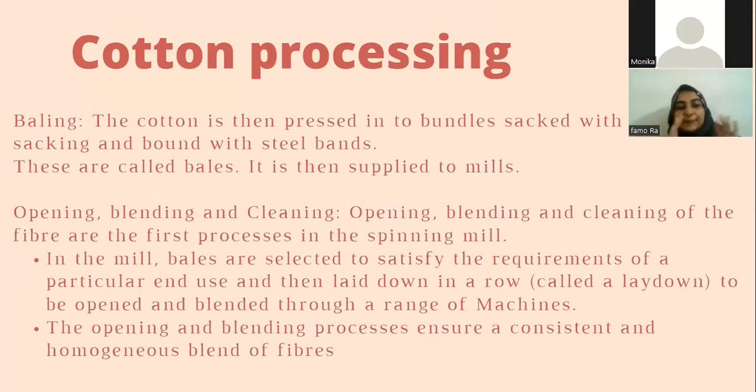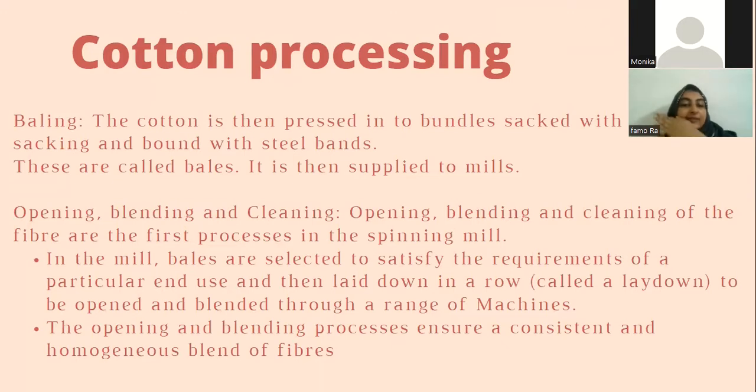The next process is baling. The lint is pressed into bundles, sacked with jute sacking, and bound with steel bands. You can just imagine them all kept together. These are called bales. This is just a raw material, not the final product. All the small fibers are pressed into bundles called bales, and they are supplied to mills. The next process takes place in the cotton mill.